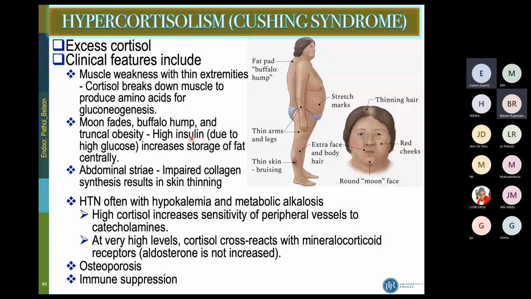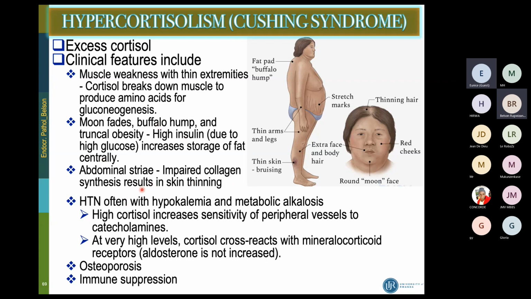So high insulin due to high glucose increases storage of fat centrally. This is how it explains why a person has fat in the middle. These people have a lot of insulin, which firstly lowers blood sugar, and also causes fat to be stored around the trunk, the abdominal cavity, and the back. They have abdominal striae.